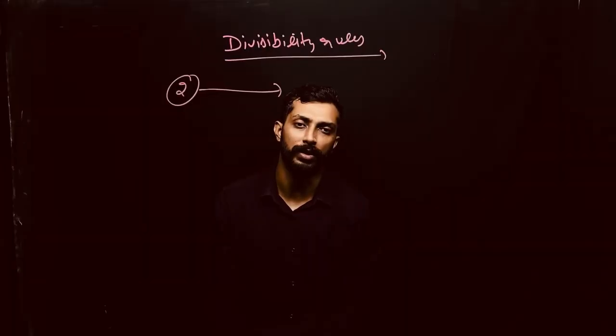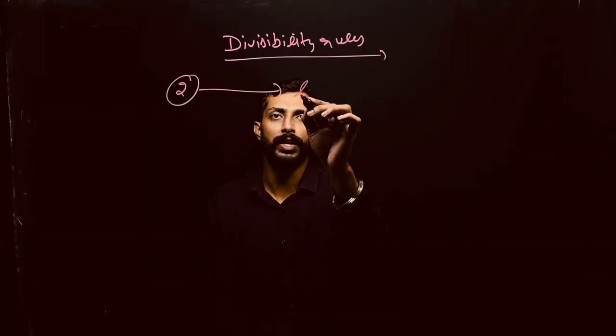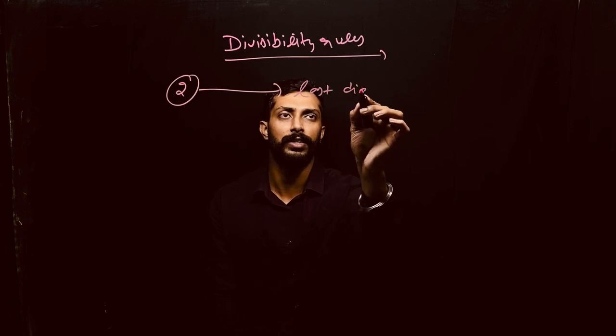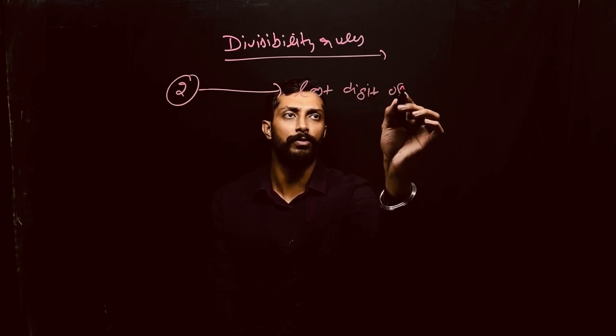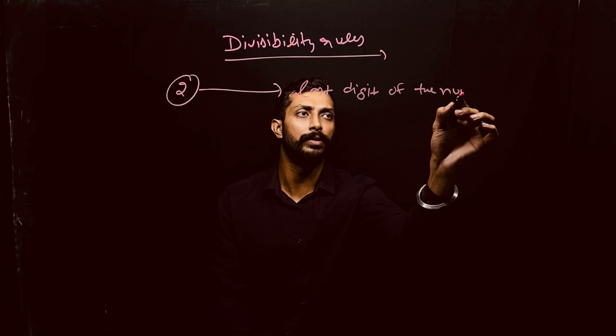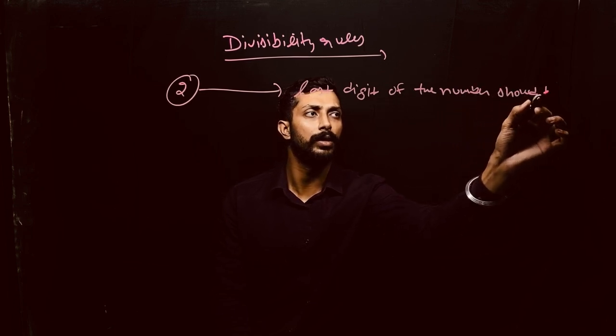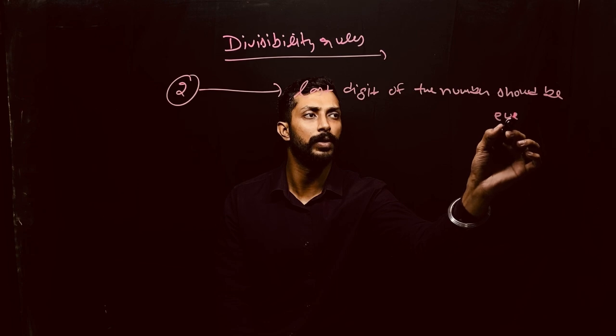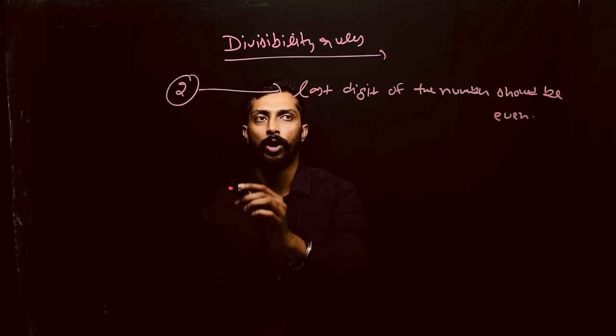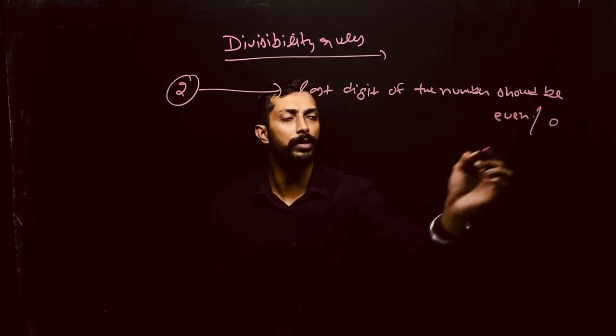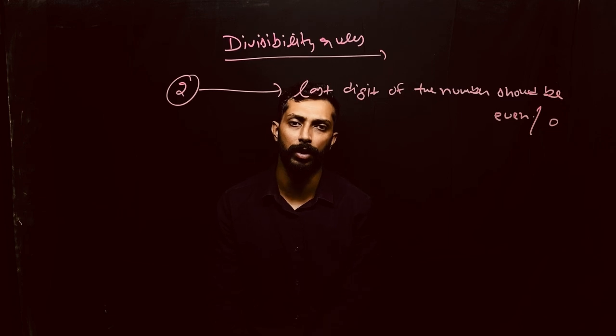First of all, we'll discuss how a number can be divisible by 2. The last digit of the number should be even, or it should be 0. So it will be divisible by 2.